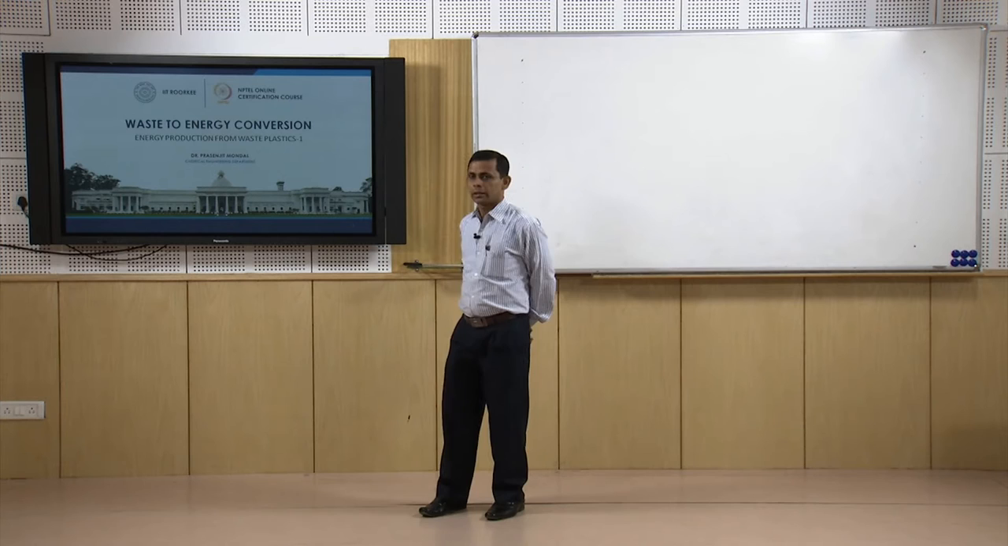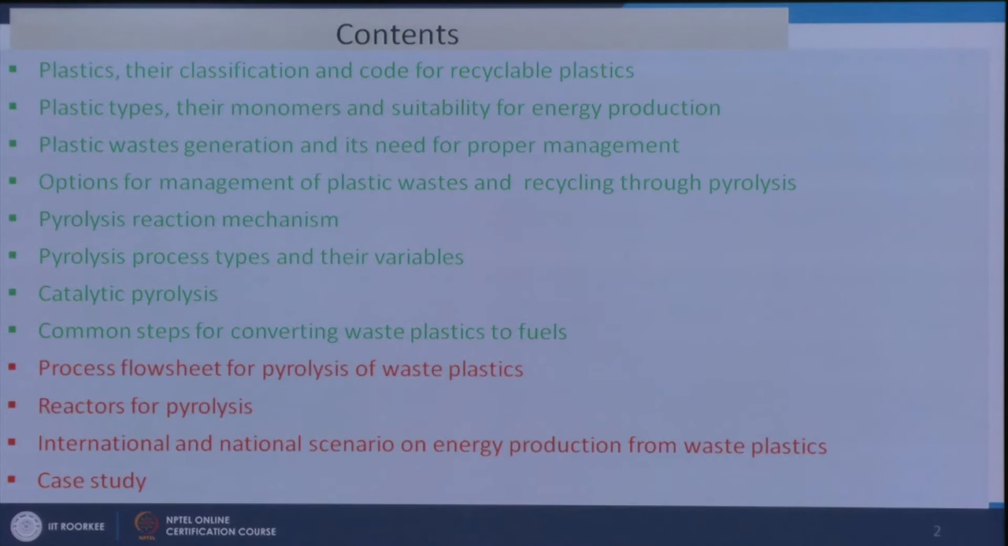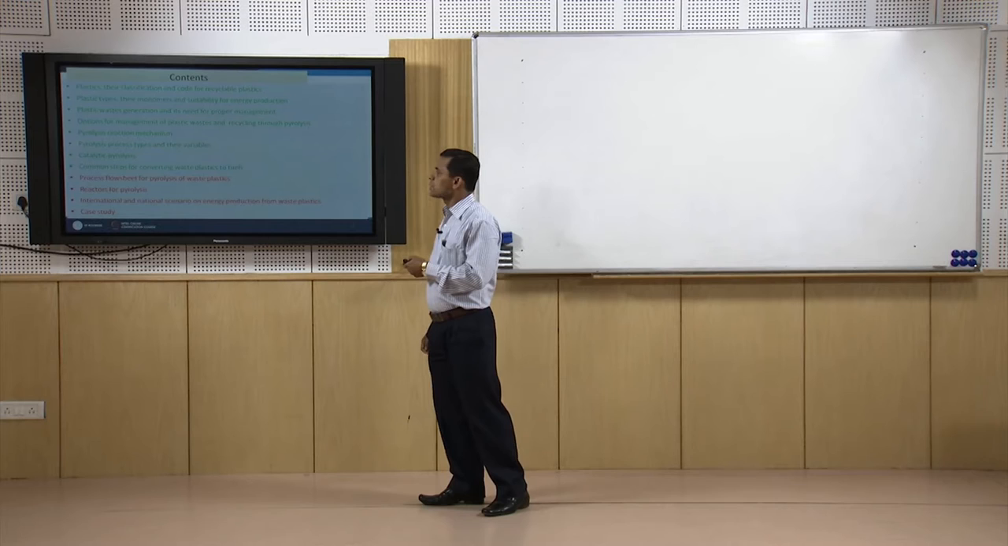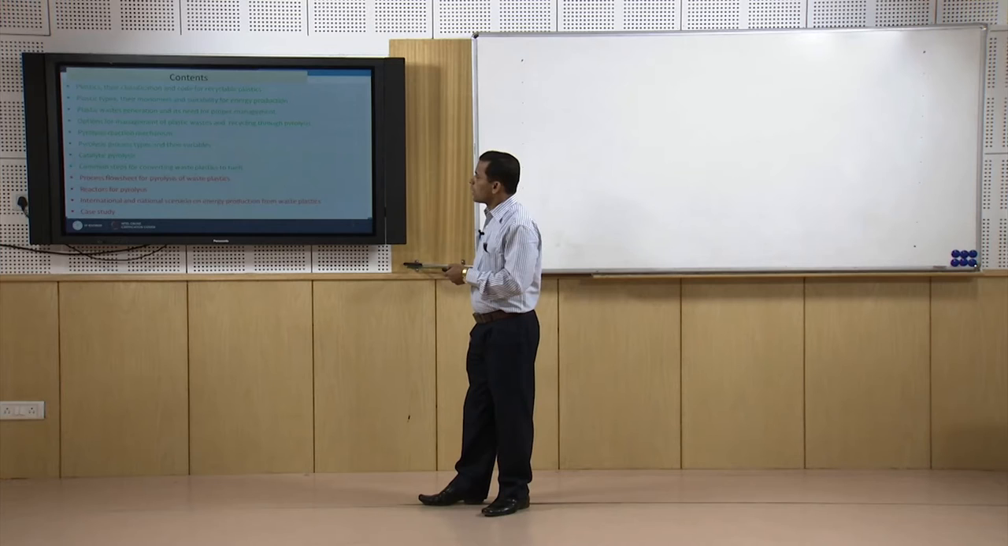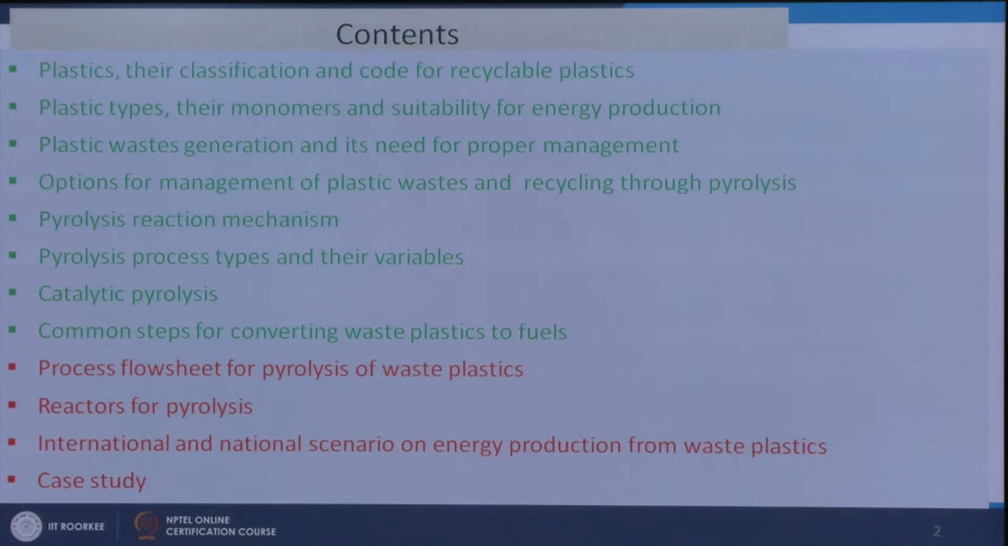So in this module, we will discuss plastics, their classification and code for recyclable plastics, plastic types, their monomers and suitability for energy production, plastic waste generation and its need for proper management, options for management of plastic waste and recycling through pyrolysis, pyrolysis reaction mechanism, pyrolysis process types and their variables, catalytic pyrolysis, common steps for converting waste plastics to fuels, process flow sheets for pyrolysis of waste plastics, reactors for pyrolysis, international and national scenario on energy production from waste plastics, and we will also provide some case studies.